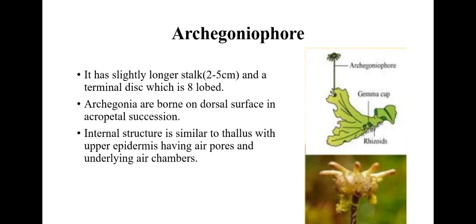Archegoniophore. It's the female reproductive organ; it is 2 to 5 centimeters long and has an 8-lobed disc on the terminal site. Archegonia are borne on the dorsal surface in acropetal succession. The internal structure is similar to the thallus, with upper epidermis having air pores and underlying air chambers.